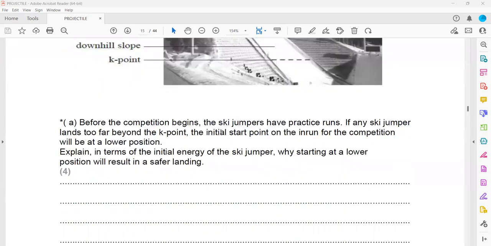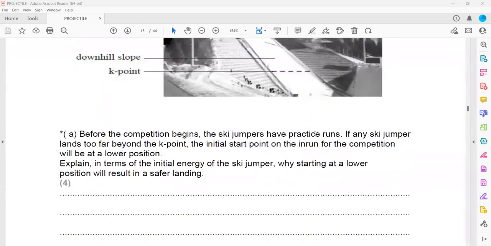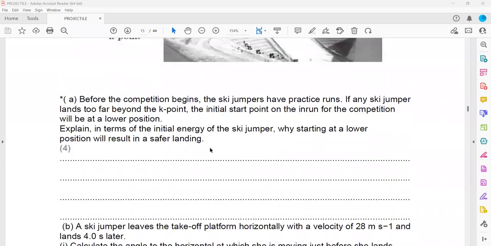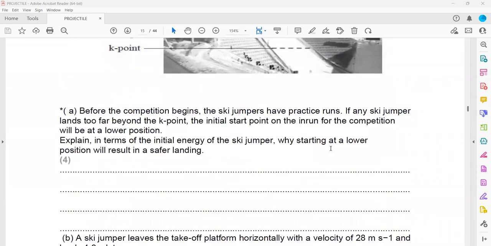Before the competition begins, the ski jumpers have a practice run. If any ski jumper lands too far beyond the K point, the initial start point of the in-run of the competition will be at a lower position. Like if ski jumpers are able to cross this point easily, the starting point is much lower. Explain in terms of the initial energy of a ski jumper why starting at a lower position will result in a safer landing.